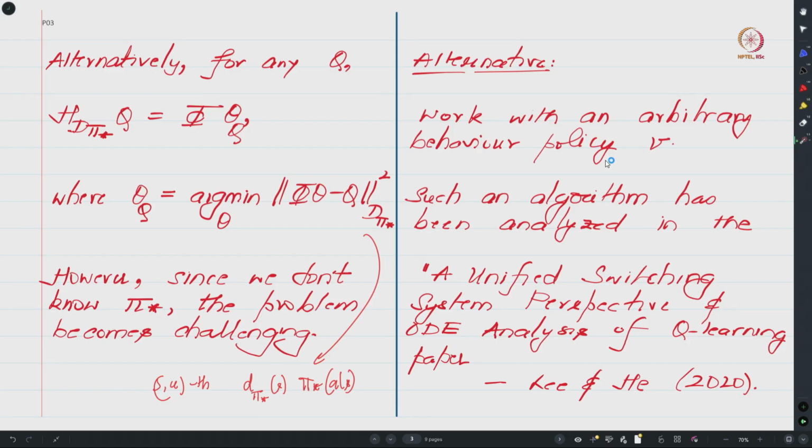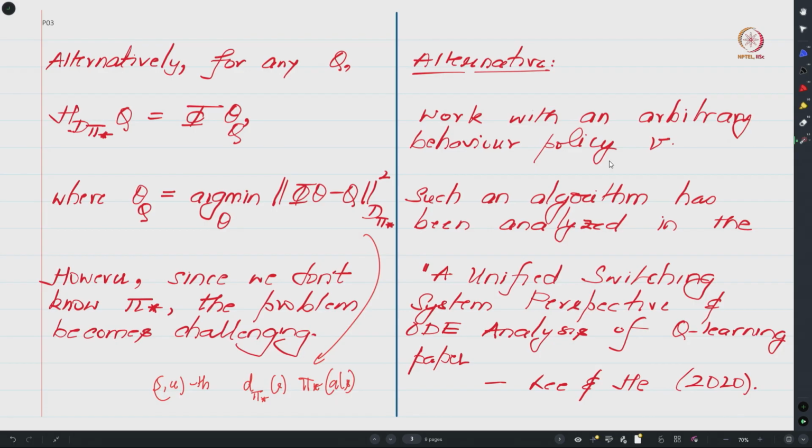However, if you look at that paper, you would notice that you first of all require some strong conditions under which we guarantee convergence, and even if we guarantee convergence, the limit to which the algorithm converges depends on the choice of your behavior policy. So there is no guarantee that such a limit would be correlated with the optimal policy. Instead the limit will depend on the choice of the behavior policy, and hence the choice of the behavior policy becomes very crucial.